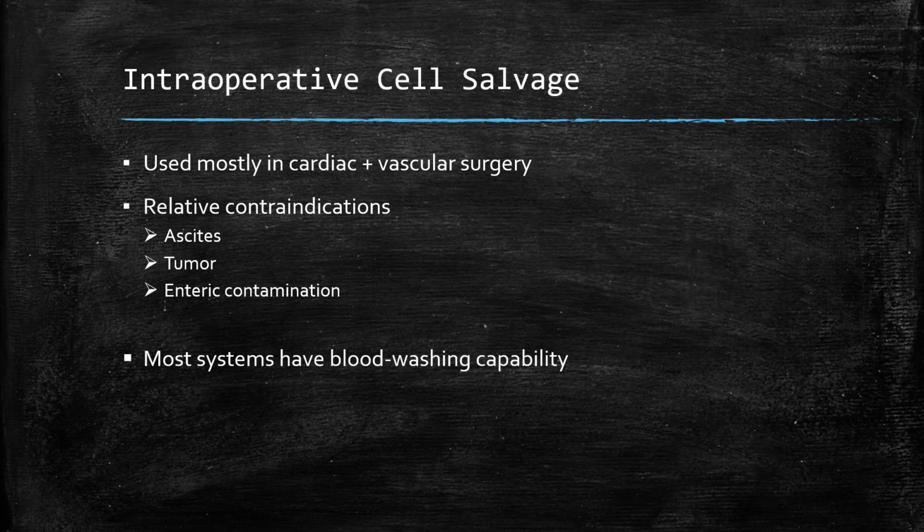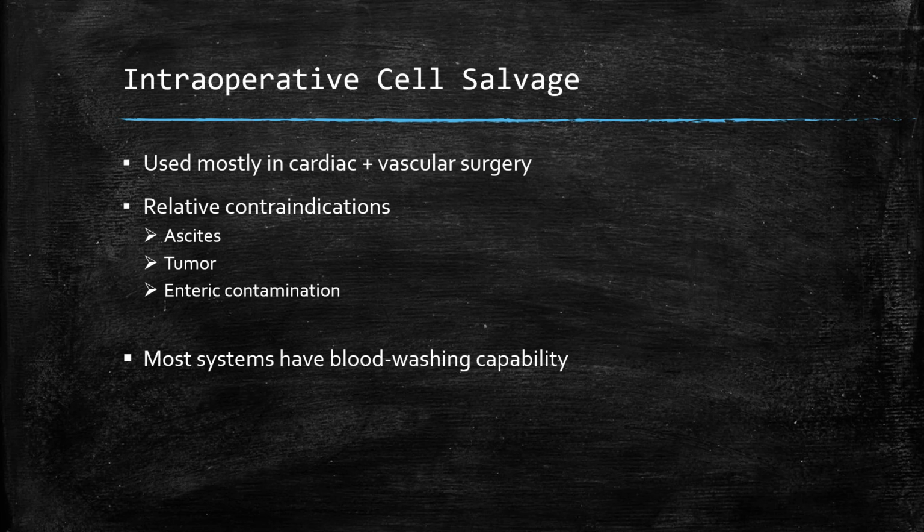The use of cell saver devices is very common in cardiac and open vascular surgery. These devices allow blood to be collected from the operative field and then washed in a filtering system. The blood can then be given right back to the patient without the blood ever having to leave the operating room.